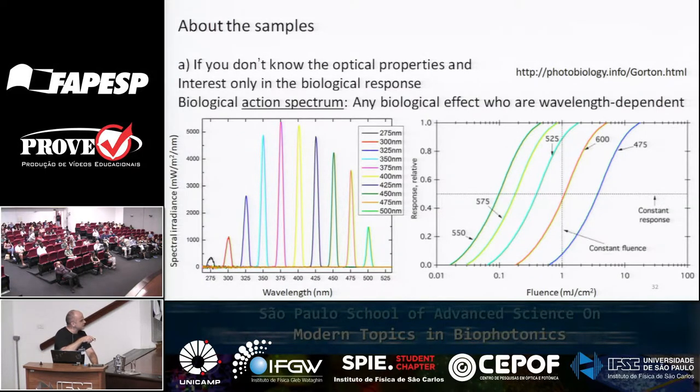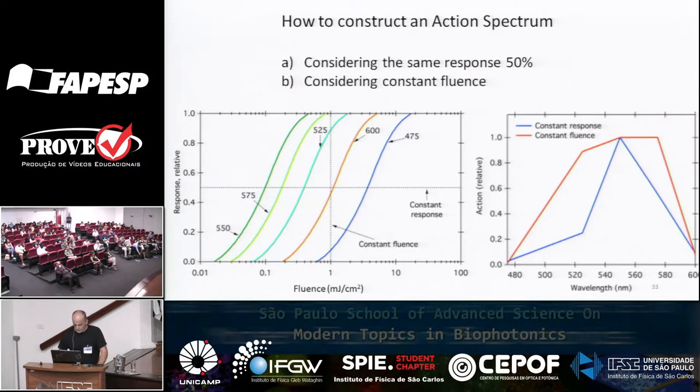You have no response here. You have an increased value and a saturation response here. If you see, you have different curves for different wavelengths. For example, it's easy to produce an effect if your radiation is at 550, a green wavelength. It's harder to produce the same effect for blue or red. With this, you construct an action spectrum, OK? Here are two approaches for the action spectrum. Then you are measuring how difficult or how easy it is to produce this effect.